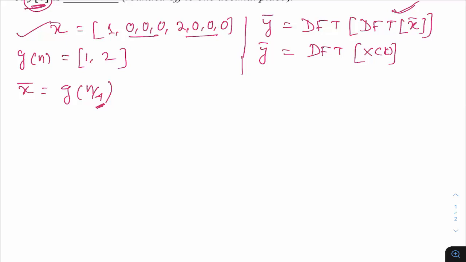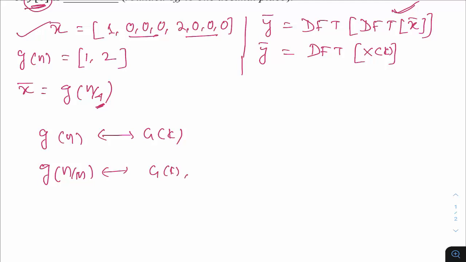So, the point is, there is a property. If you know the DFT of g of n is, let's say, G of k, then if somebody asks what is the DFT of g of n by capital M, this is given by G of k repeated M times. So if it is g of n by 8, you have to write G of k 8 times.